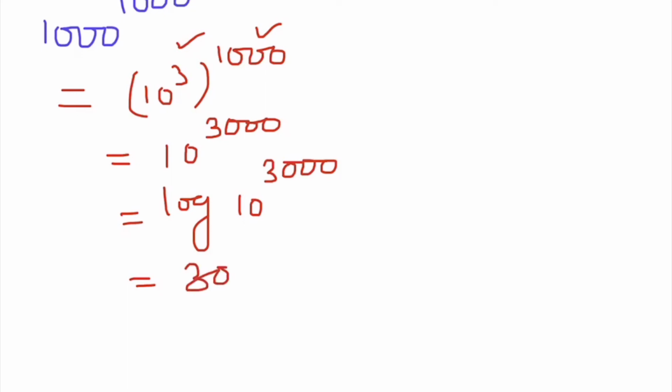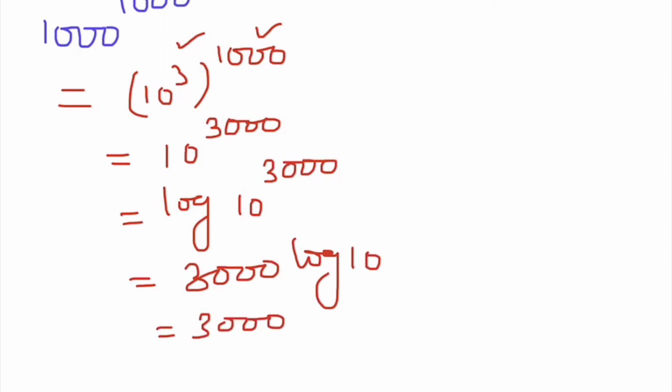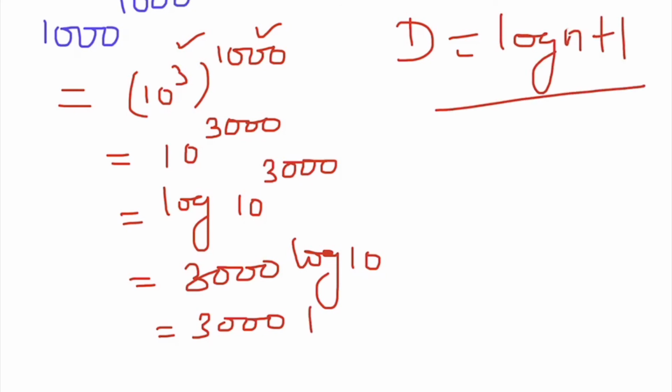So 3000 log 10. The 3000 log 10 value is 1, and we know the formula d is equal to log n plus 1. So now write plus 1. So that implies 3001. So the number of digits in 1000 power 1000 is 3001.